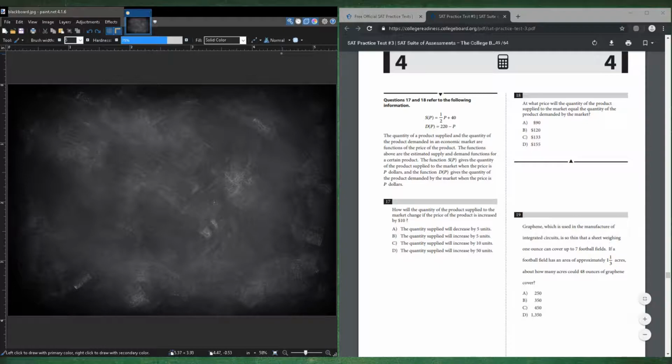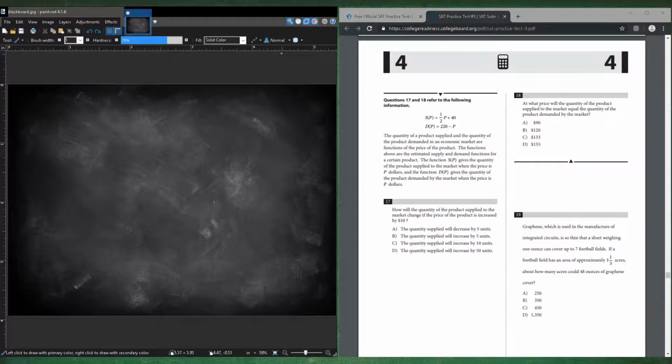Questions 17 and 18 refer to the following information. The quantity of product supplied to the market and demanded in an economic market are functions of the price of the product. The functions above are the estimated supply and demand for a certain product. S of P gives the supplied and D of P is the demand. How will the quantity of the product supplied to the market change if the price of the product is increased by $10? So we're looking for the supplied.